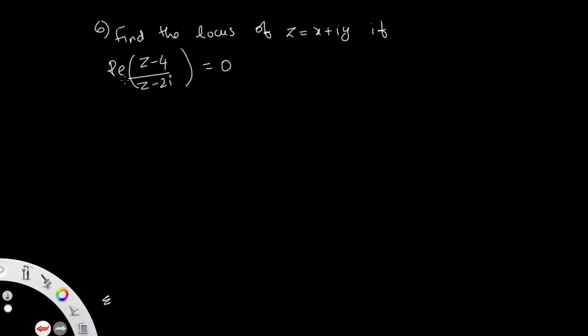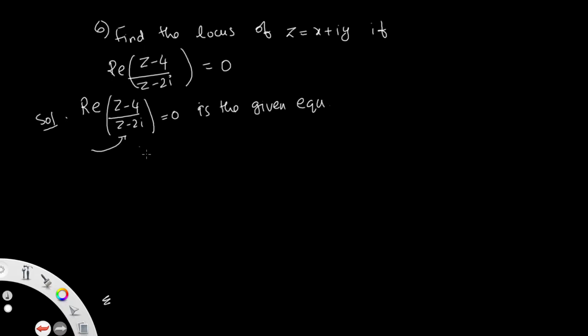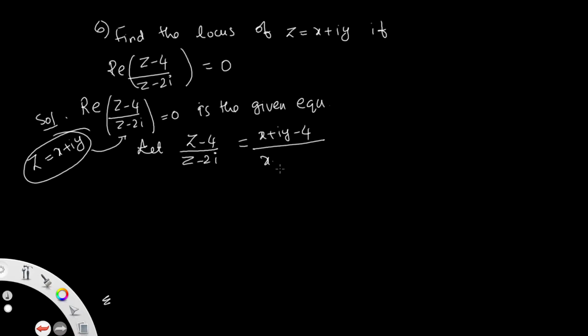So let us take the first solution. That means the real part of (z minus 4) by (z minus 2i) equals 0, that is the given equation. Let us first take (z minus 4) by (z minus 2i) and simplify it. Given that z is equal to x plus iy, substitute it here: (x plus iy minus 4) by (x plus iy minus 2i). This is the value given.